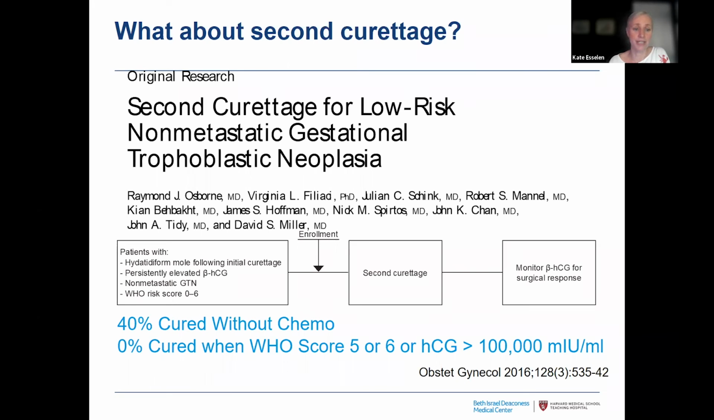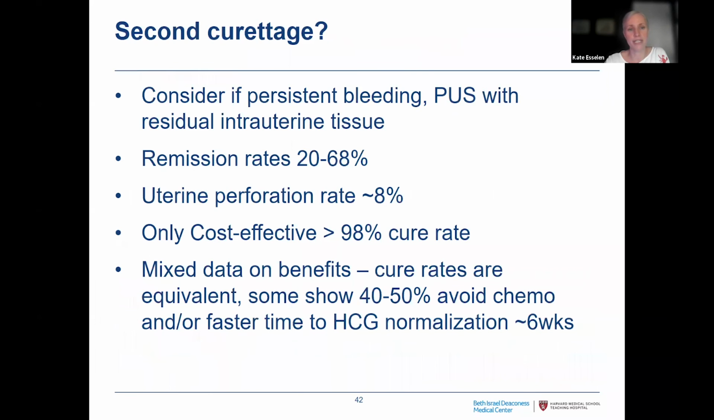But they did see that there was a subset of patients who did not get a cure almost universally: when their HCG was over 100,000 or their risk score was 5 or 6, nobody was cured with the second curettage. So our patient doesn't quite fit into this. But in general, when I think about GTN and a second curettage, I don't routinely do it. However, if they are having significant bleeding and there is residual tissue within the uterus, I think those are patients to consider it.